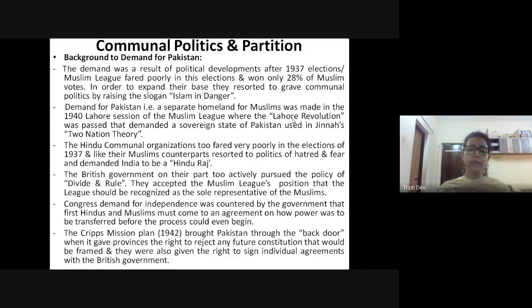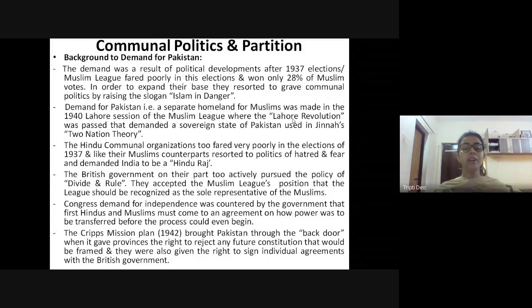And like their Muslim counterparts, they also resorted to politics of hatred and fear and demanded India to be a Hindu Raj. So you see, it was not only the Muslim League, but even the Hindu communal organizations were resorting to orthodox, communal, violent activities. They wanted Hindu Raj. So very clearly, communal politics had taken a very bad shape at this point of time in the 1940s.